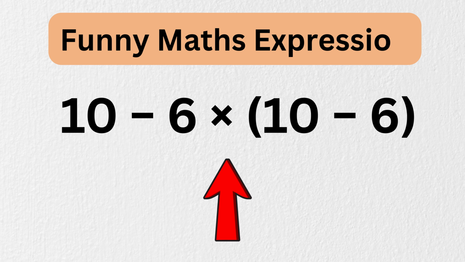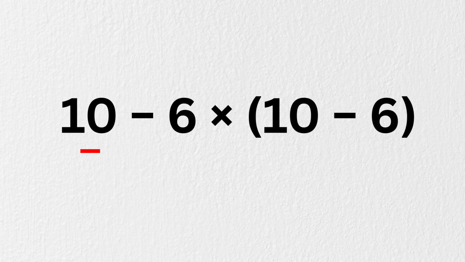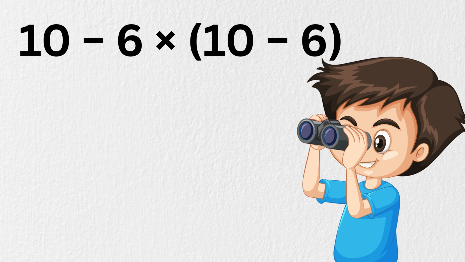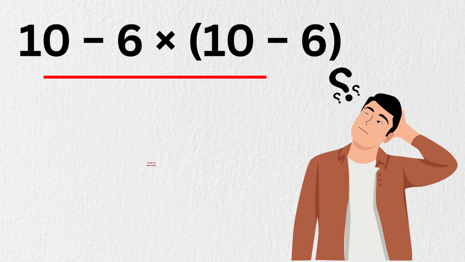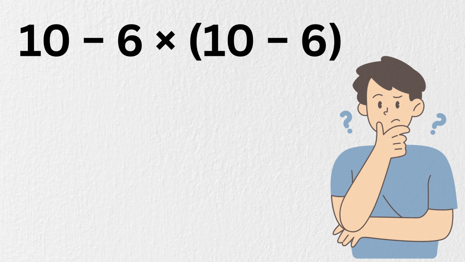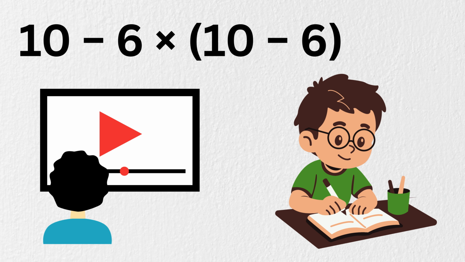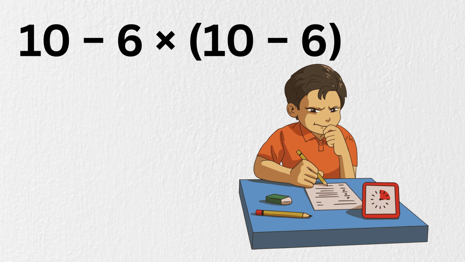We're going to solve this expression, 10 minus 6 times 10 minus 6. At first glance, it looks simple, but don't rush. This is where order of operations can trick you. Take a moment, pause the video if you need to, and try solving it on your own first.